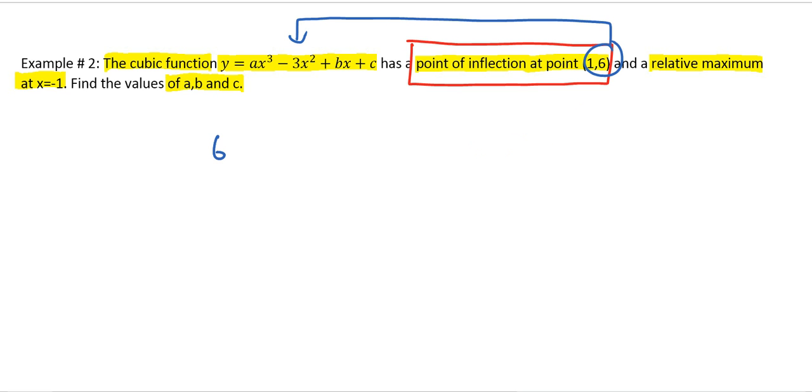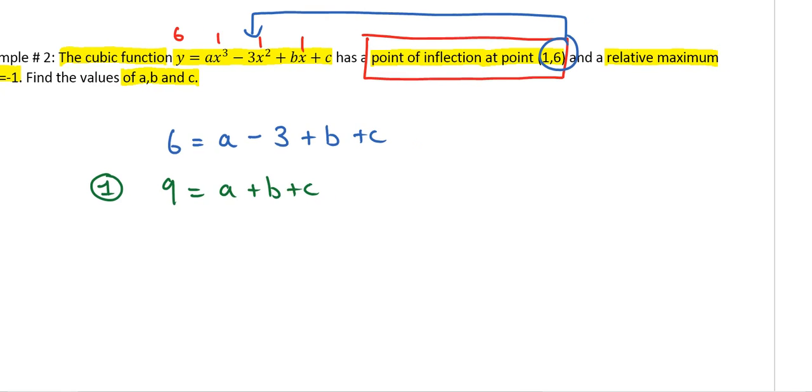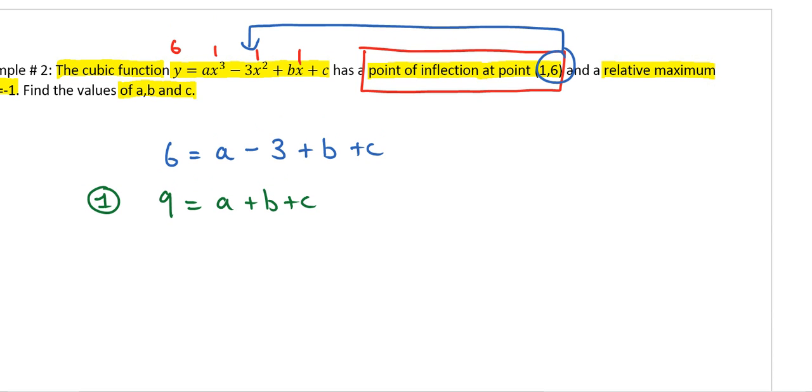So this is going to be 6 equals a minus 3 plus b plus c. If I take the numbers (1, 6) and put the 6 here and all the 1s for all my x's, I get 6 equals a minus 3 plus b plus c. And if I move things around here, I should get 9 equals a plus b plus c. So this is equation number 1. Let me go ahead and delete this now.